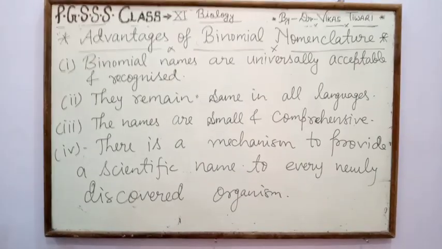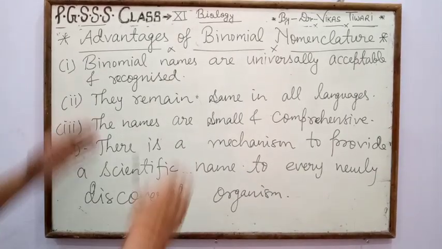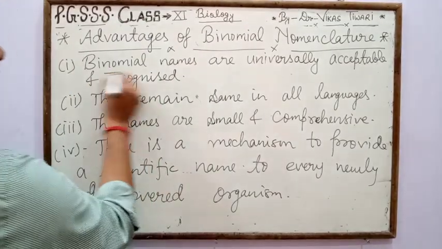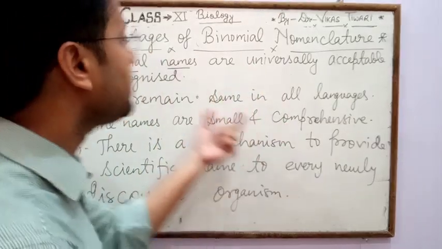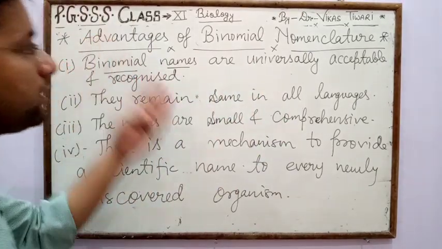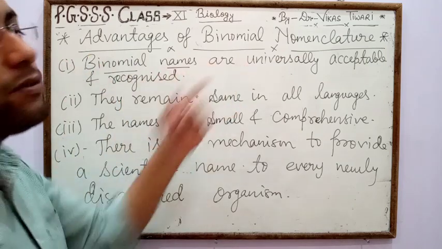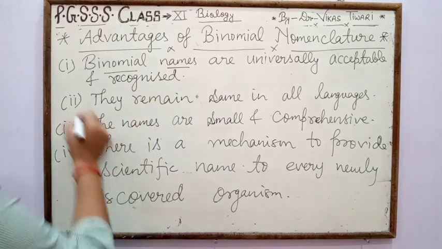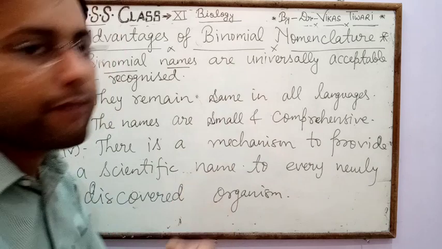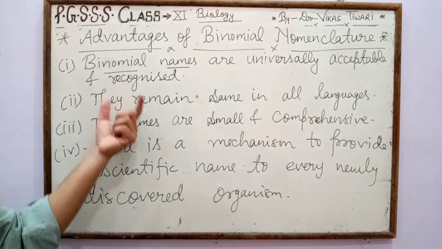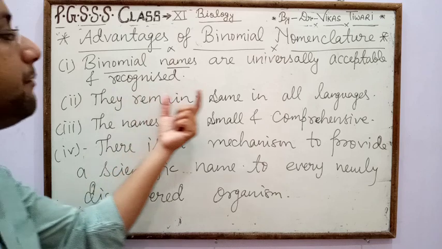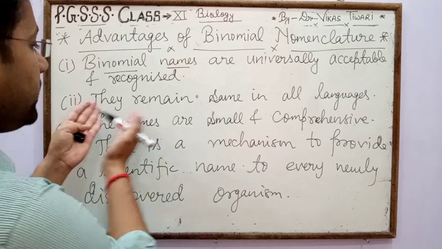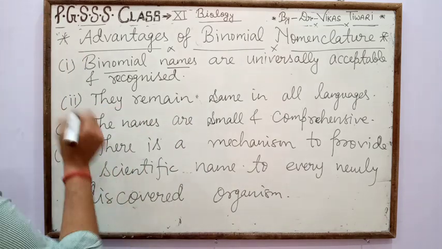The last heading is advantages of binomial nomenclature. There are many advantages of binomial nomenclature. First, binomial names are universally acceptable and recognized, means all the binomial names are recognized all over the world. Second, they remain the same in all languages. There are no differences in binomial names in any language.